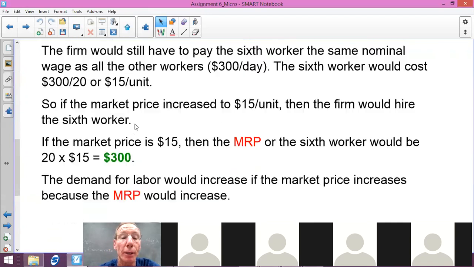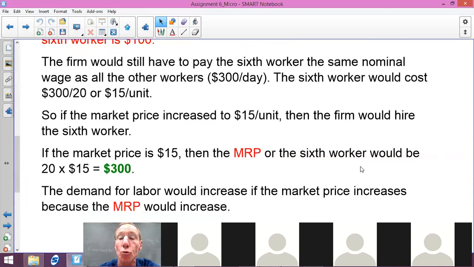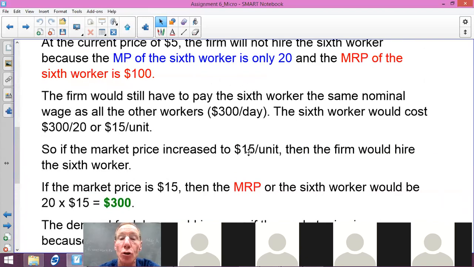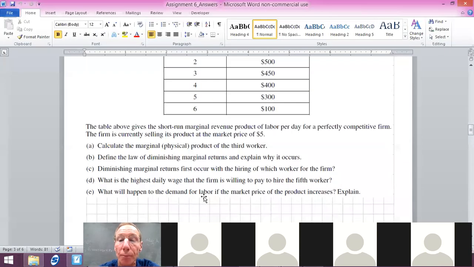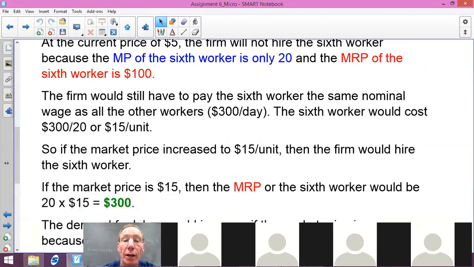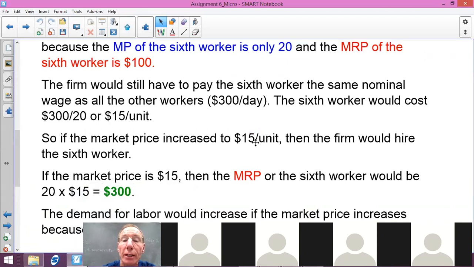But what would happen if the market price increases? That would make the demand for labor actually go up. Why? Because say the price increased to $15 a unit, because it's asking what would happen to the demand for labor if the market price of the product went up, okay? So let's just say, for the sake of argument, that it really goes up to $15 a unit.